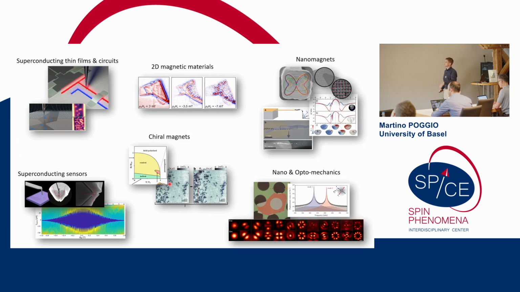The group actually works on quite a lot of different things, spanning superconducting thin films, 2D magnets, chiral magnets, also a little bit of mechanics and optomechanics. What I'll talk about mostly here has to do with two-dimensional magnets and scanning probe sensors that we use to image these kinds of very weakly magnetic systems.